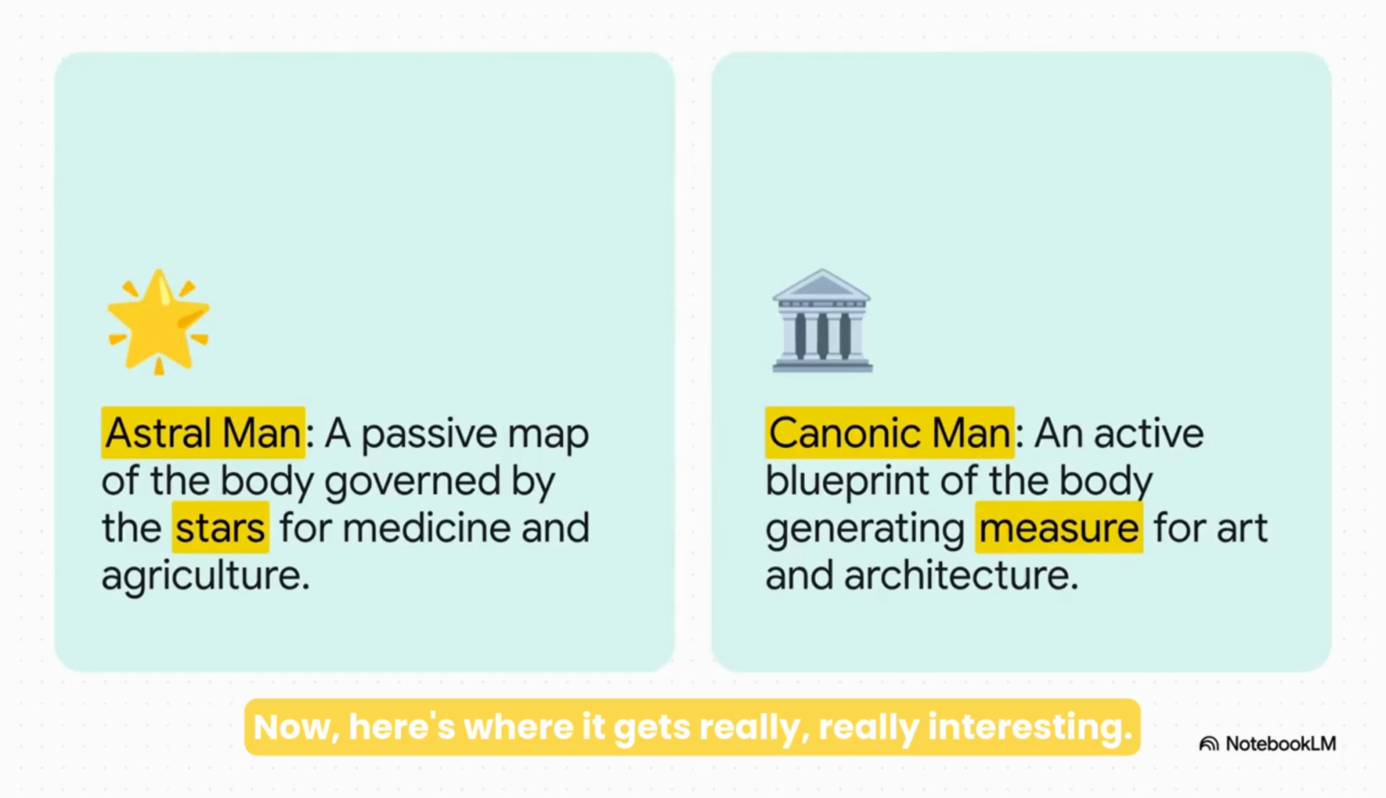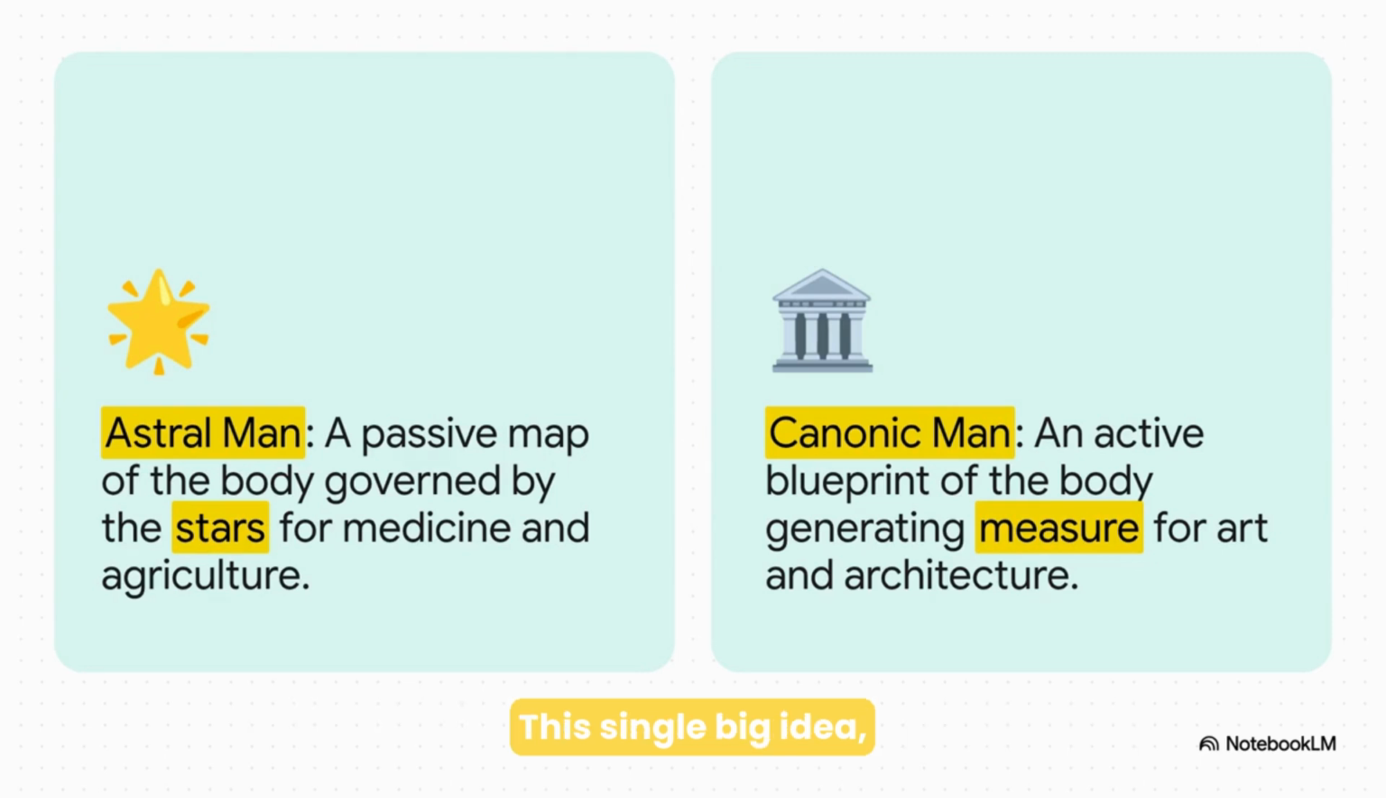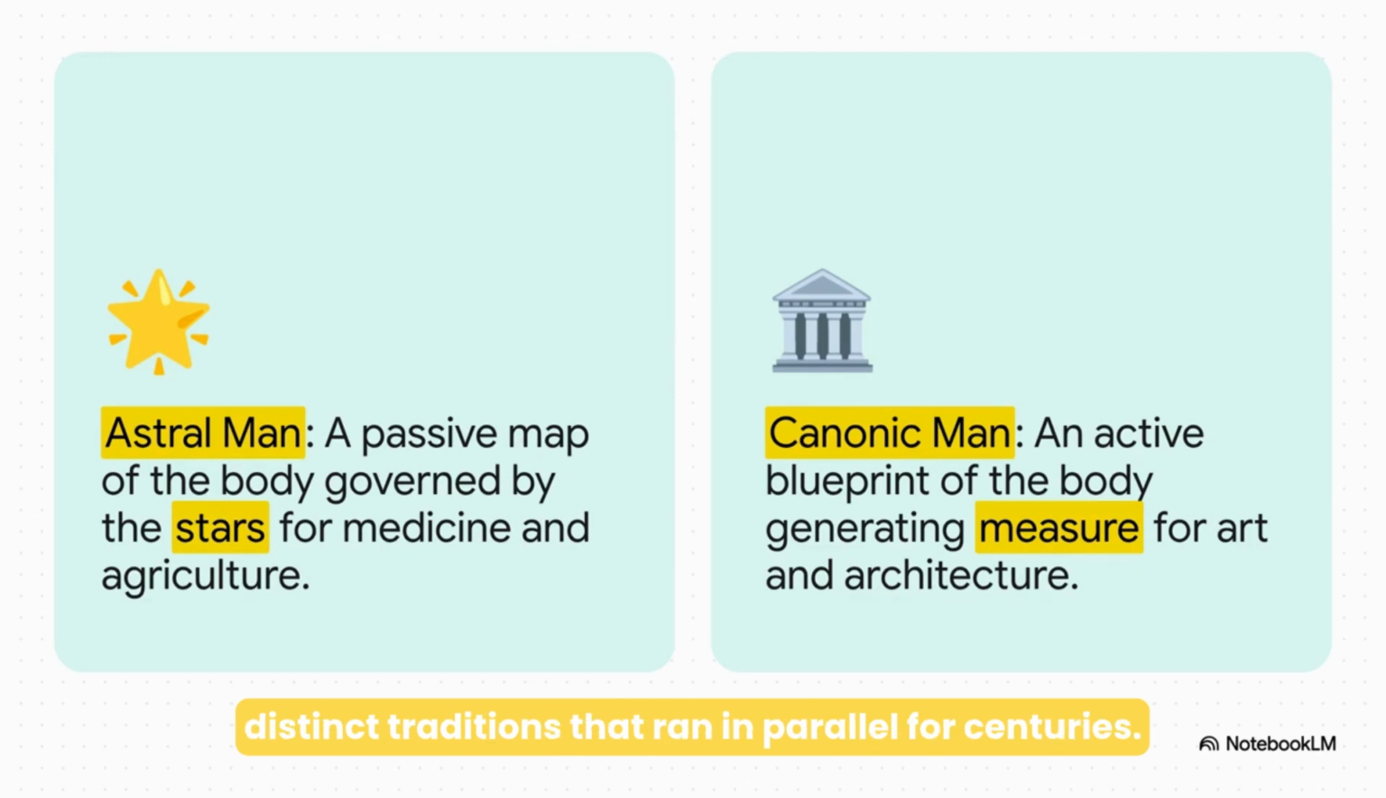Now, here's where it gets really, really interesting. This single big idea actually split into two powerful and pretty distinct traditions that ran in parallel for centuries. You had the astral man, where the body is a passive map, just reflecting what the cosmos is doing. And then you had the canonic man, where the body is an active map, a ruler for creating order in the world. Let's dig into that first one, the astral man.